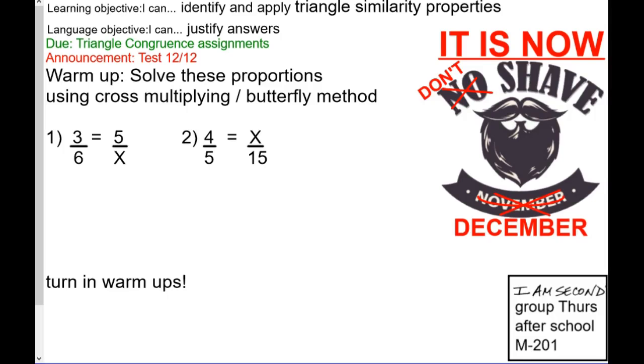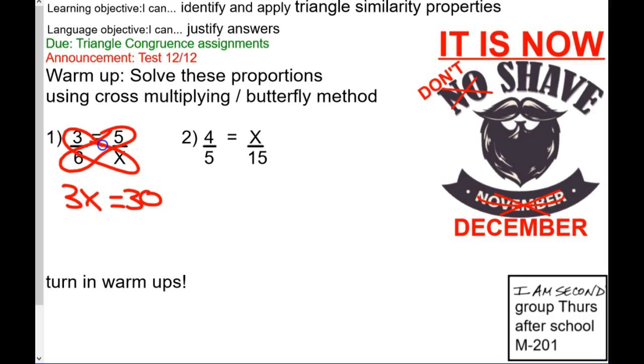All right. Do y'all remember from middle school probably having to do cross multiplying or even the butterfly method, whatever it's called to you? Okay. So y'all remember 3 times x is what? 3x equals, and then you do the other cross, 6 times 5, 30.